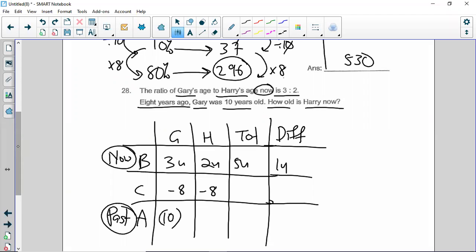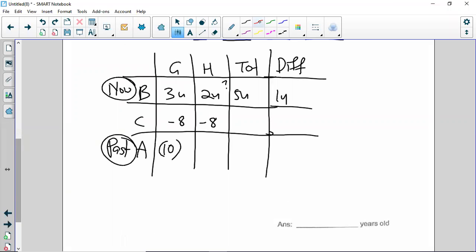So how old is Harry now, which is the question mark? And your model and your table is done already, right? And when your table is done, you should be able to use your table to solve without looking at the question. So how do you use your table to solve?